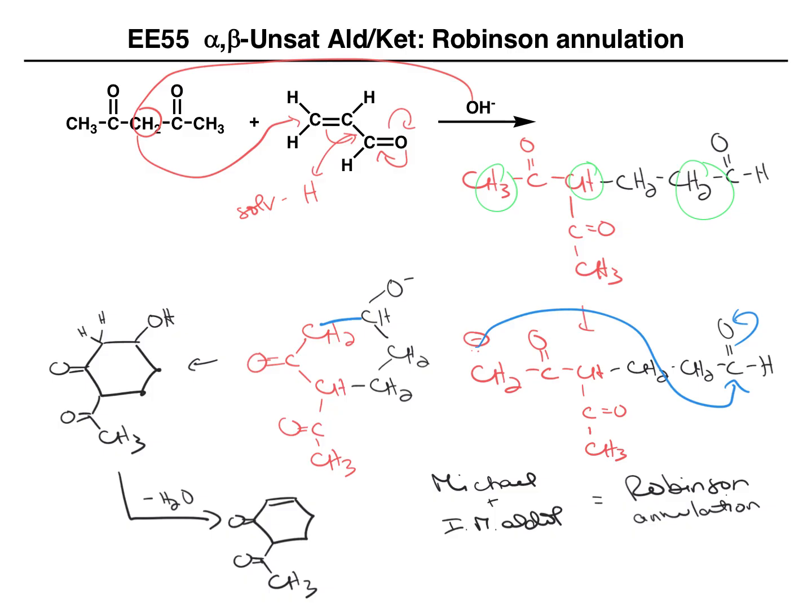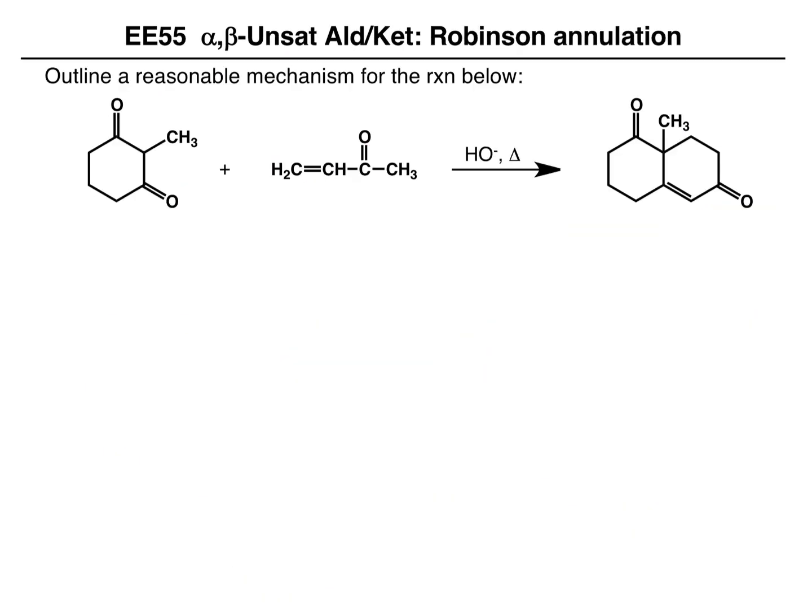So let's look at an example on the next slide. Now, I might ask you to outline a reasonable mechanism for the reaction below. So we have this beta dicarbonyl compound, and we are reacting it with an alpha beta unsaturated ketone, and in the presence of hydroxide and heat, we get this bicyclic product. How does this work? In this case, I'm telling you what the product is. I need you to show me how we got there.